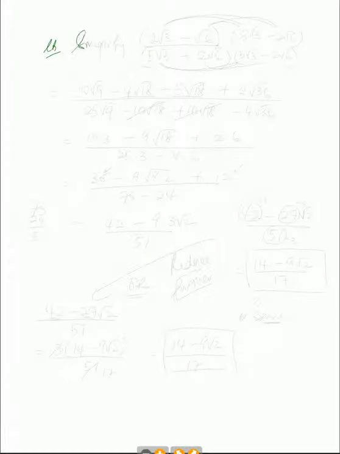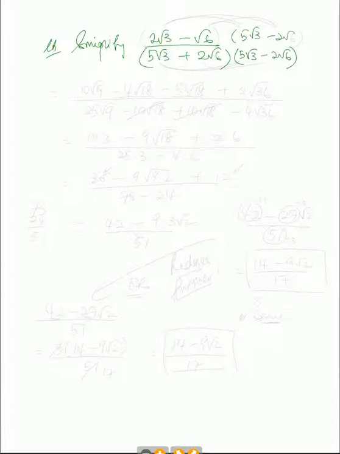Okay, let's try this big one. Simplify 2 radical 3 minus radical 6 all over 5 radical 3 plus 2 radical 6. Let's try that. So again, you notice the denominator is made up of 2 pieces. So I'm going to use the same 2 pieces that you see at the bottom, except I'll change their signs. So it's going to be 5 radical 3 minus 2 radical 6, and same with the top, 5 radical 3 minus 2 radical 6.